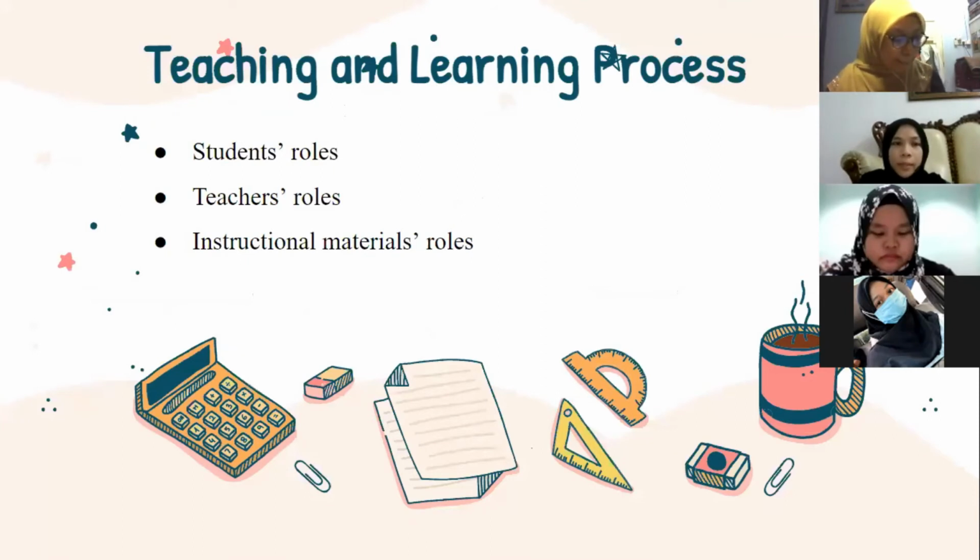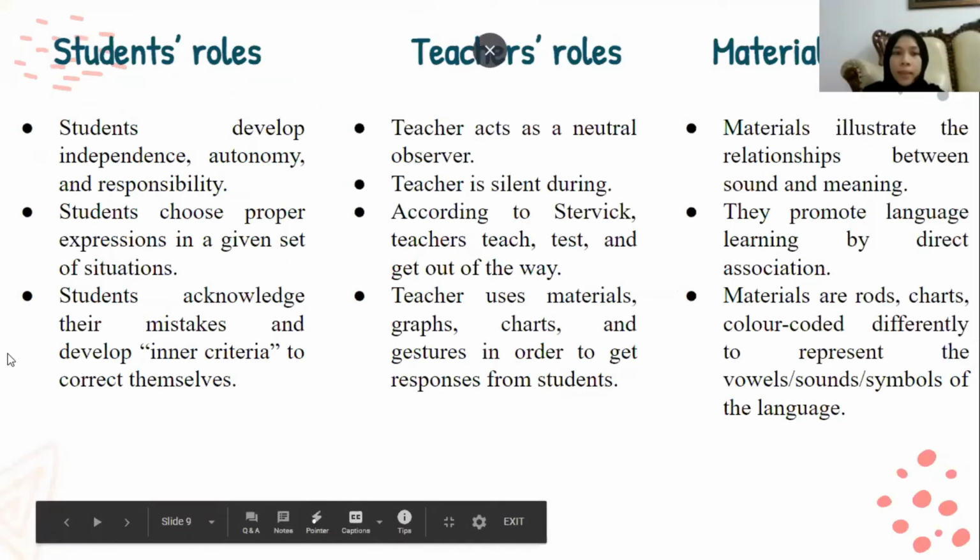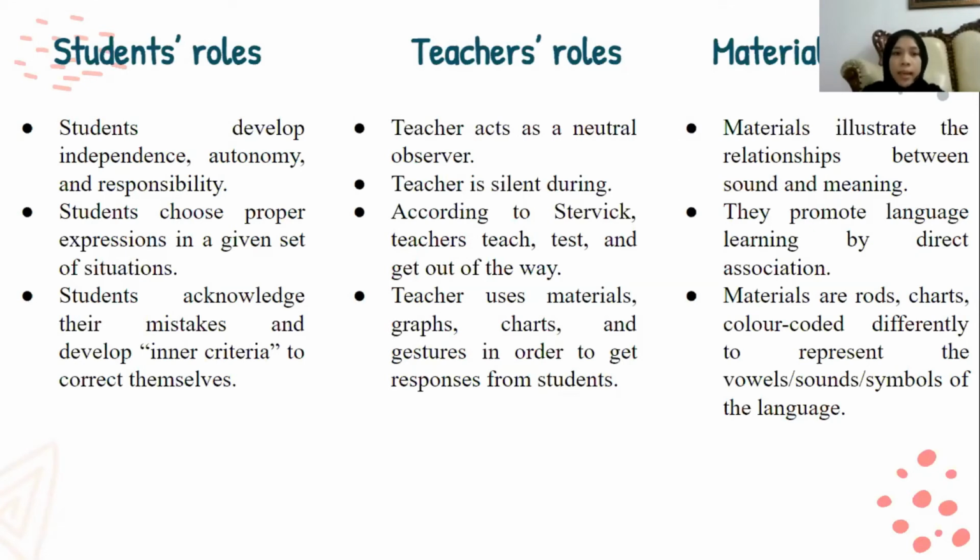Okay, so for my part, I will be explaining the teaching and learning process. In this process, there are three main roles, which are the students' role, the teachers' role, and the instructional materials' role. Students in this process develop independence, autonomy, and responsibility when teachers give them tasks and a given set of situations or circumstances. In these circumstances, students are required to acknowledge their mistakes whenever they make them and develop inner criteria to correct themselves.